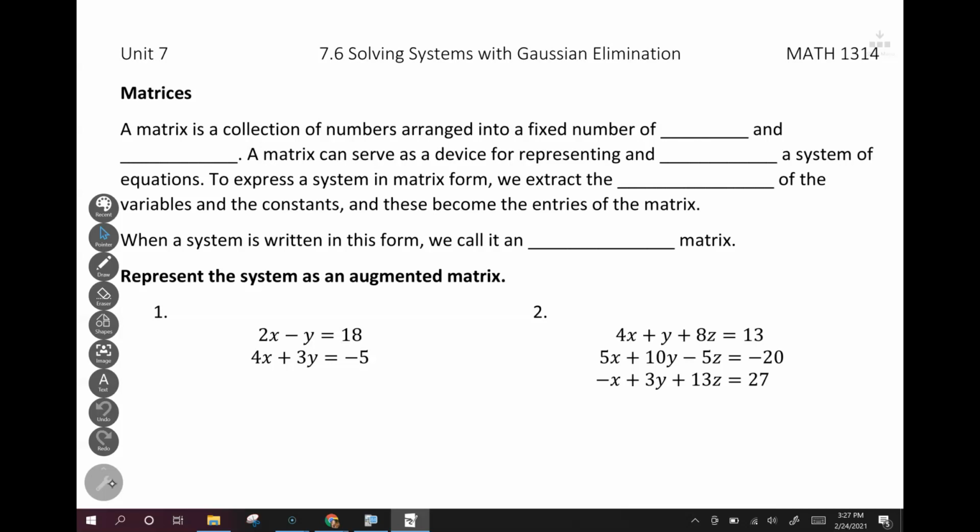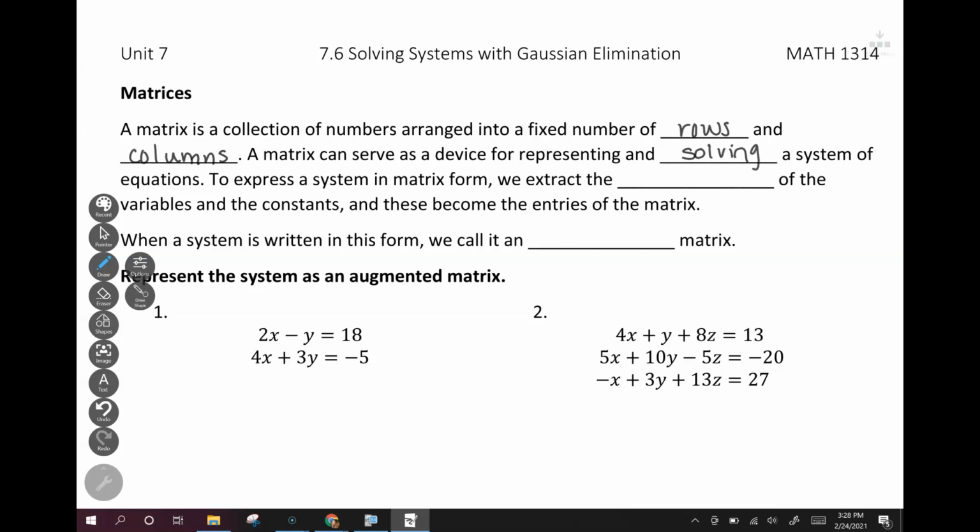So first of all, what is a matrix? A matrix is a collection of numbers arranged into a fixed number of rows and columns. A matrix can serve as a device for representing and solving a system of equations.